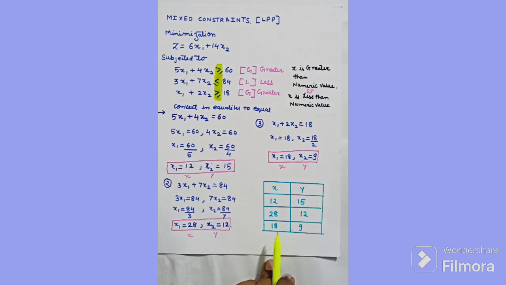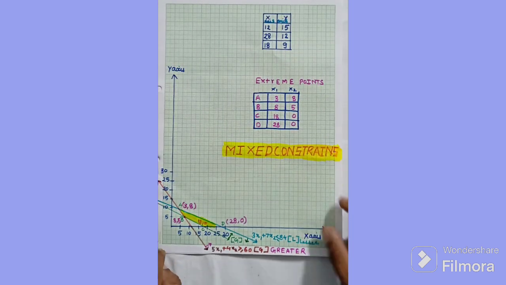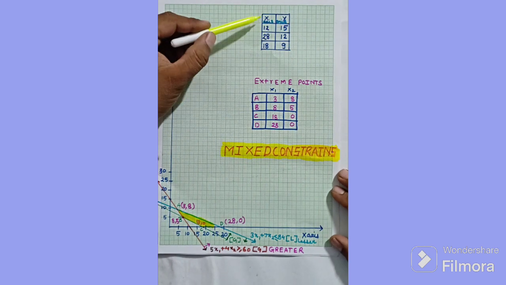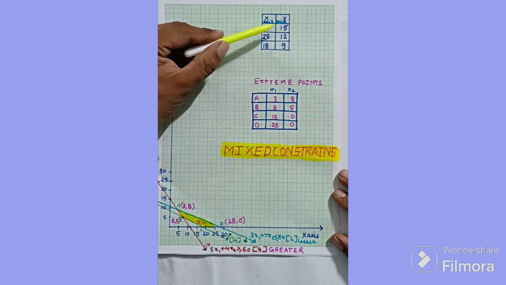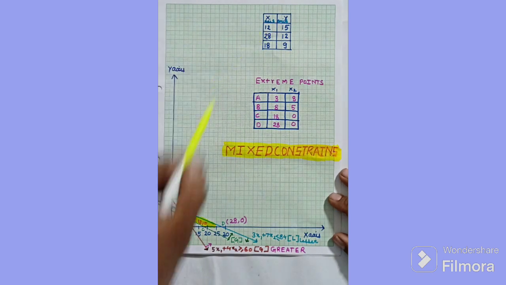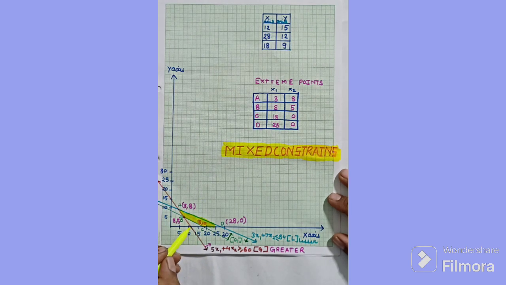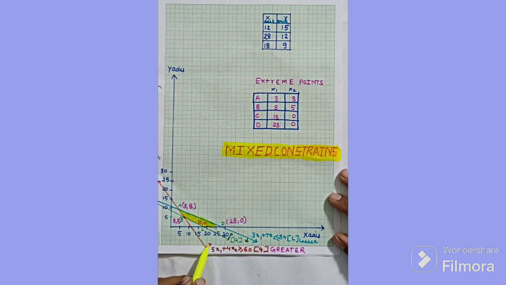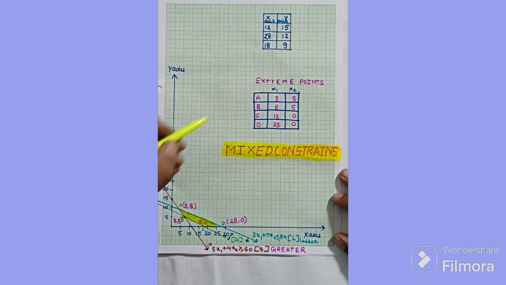Now we'll see the graph. In this graph, I have written down the points on the x-axis and y-axis and copied the same points: 12, 15, 28, 12, 18 and 9. So 12 on the x-axis, you can see 12 to 15. For 5x1 plus 4x2 it is greater, so I have placed an arrow. This will be the side to find the feasible region.